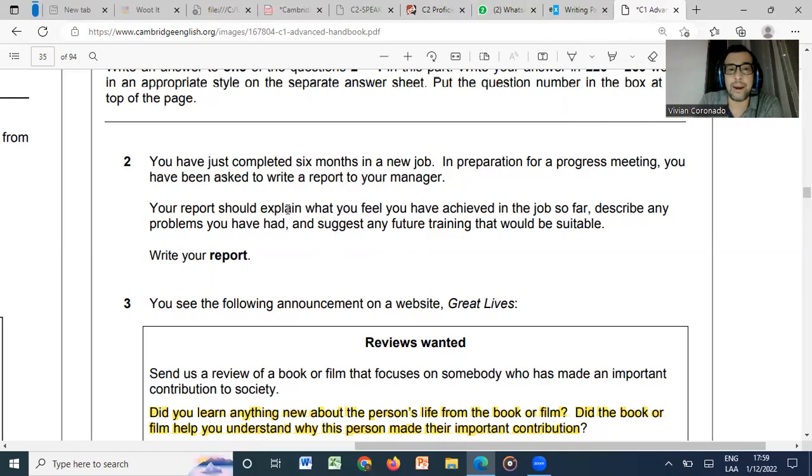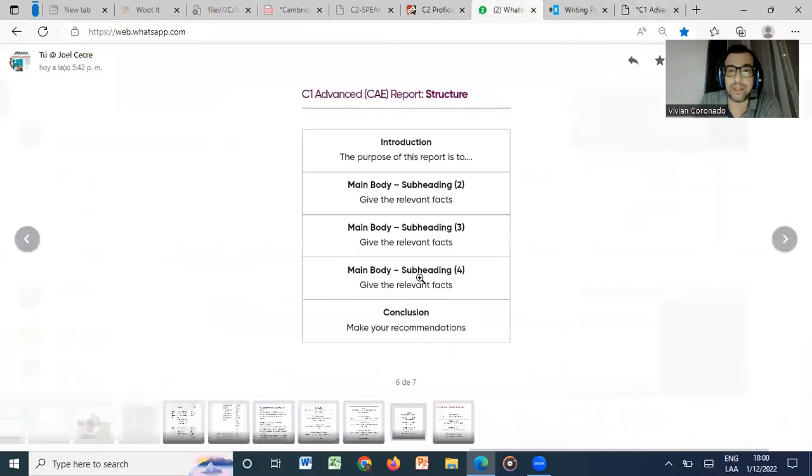And then it says suggest any future training that will be suitable, right? So that would be, in that case, the fourth paragraph, another subheading, and then you're going to be writing about that. And in the conclusion, you definitely need to write conclusion. Please write conclusion as a subheading, or as a subtitle, and then write your conclusion. In that case, you need to make just general recommendations. So that is regarding the report.